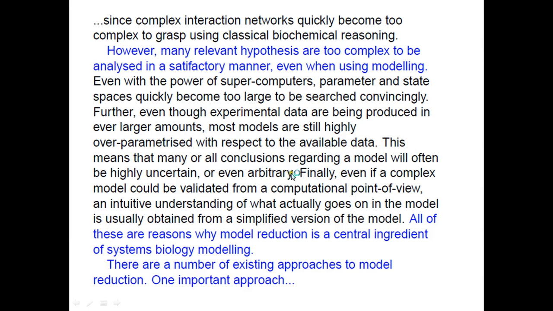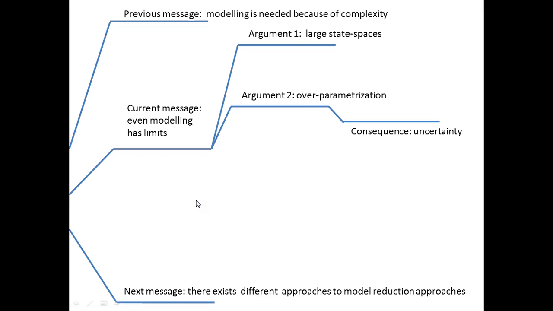And then we have the word finally. This word finally means that, okay, we have a new argument, and it's not only a new argument, but it's the last argument. Finally, even a complex model has problems because an intuitive understanding of what goes on can only be obtained from a simplified version of the model. So here we see that intuitive understanding is the final argument, the last argument. Okay, so this basically means that modeling has limits if the models are too big.